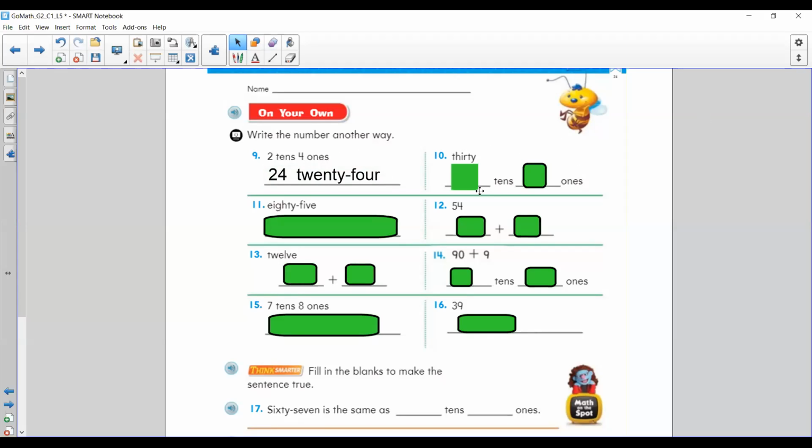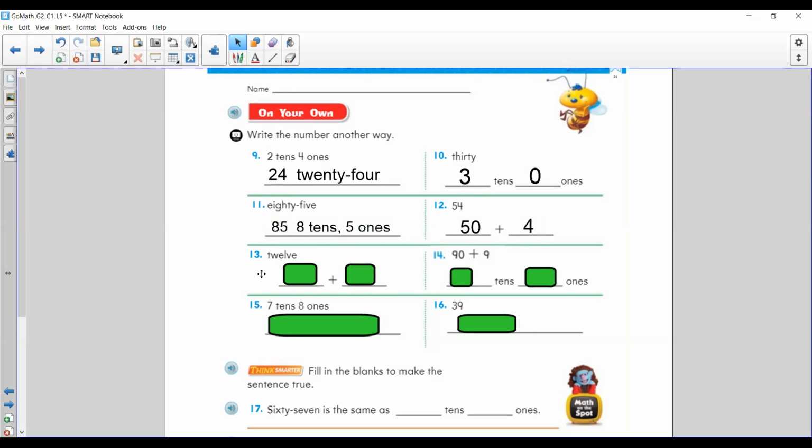Tens and ones. 3 tens and 0 ones. 85. 85. 8 tens, 5 ones. 54. 50 and 4. 50 plus 4 equals 54.